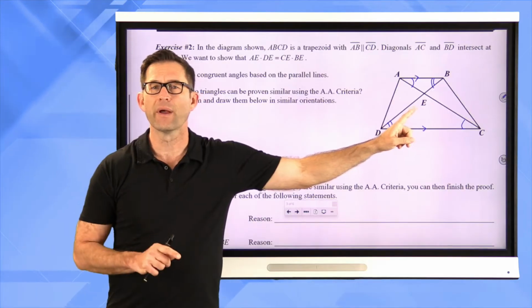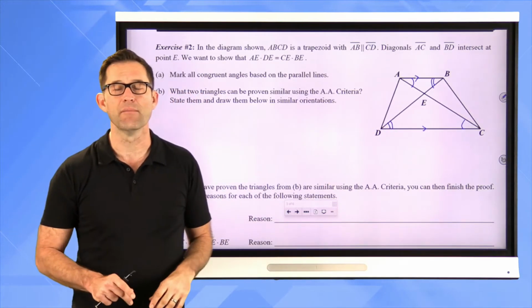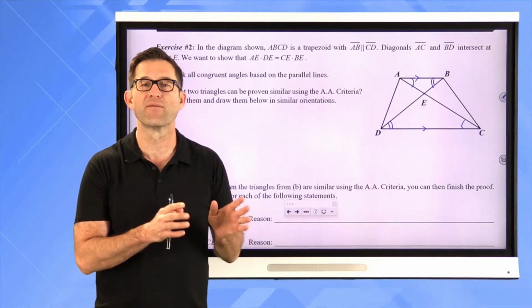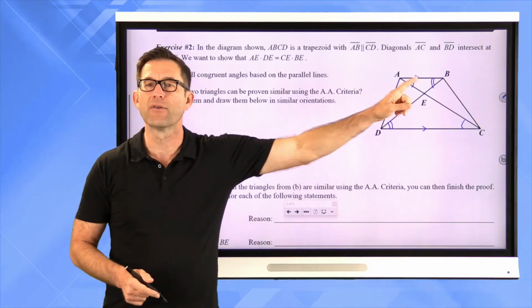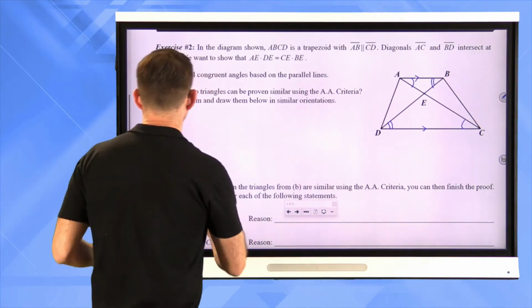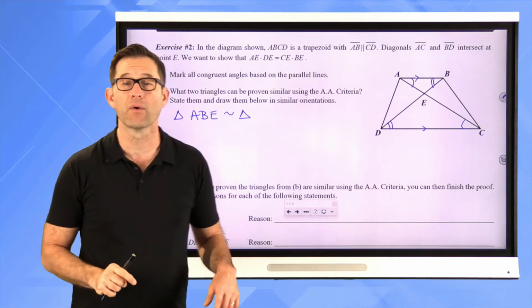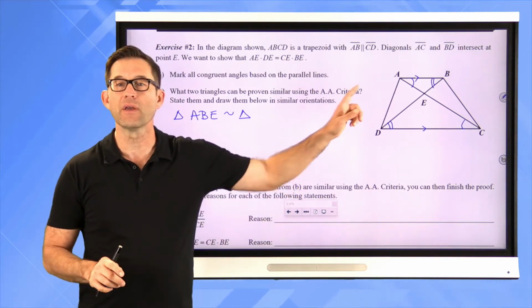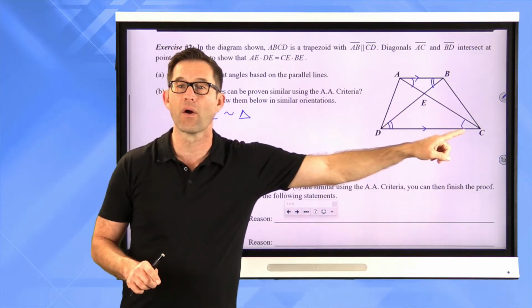Now, I'm saying it that way instead of giving their names because it's very important when we write a similarity statement that we have the corresponding vertices match up in our two triangles. So I'm going to write down triangle ABE. All right, so triangle ABE is similar to triangle. Now we have to get this right. One of the keys is looking at those angles. Notice I have a single arc here and a single arc here.